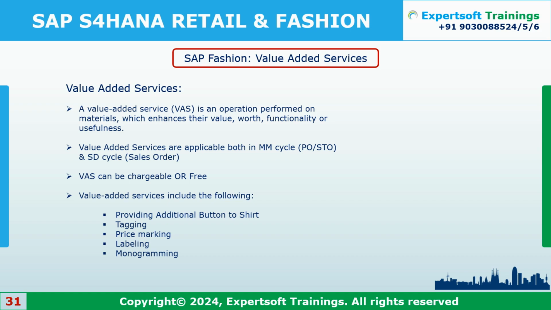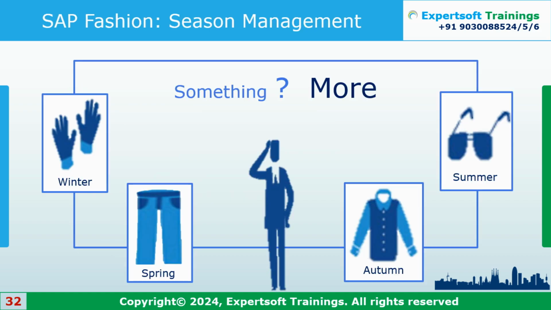So there are examples provided in this slide. And then the next most important typical functionality in fashion is season management. It is very important for the fashion business to know how much work, in terms of quantity and value, has been procured and sold in a particular season.